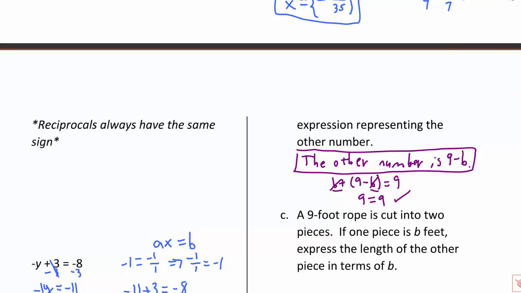I'm going to go ahead and end the video here, and then on the next one we will start with example C, the example labeled C.